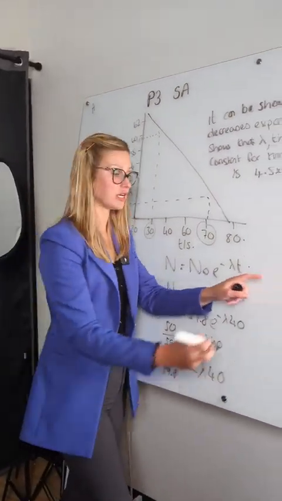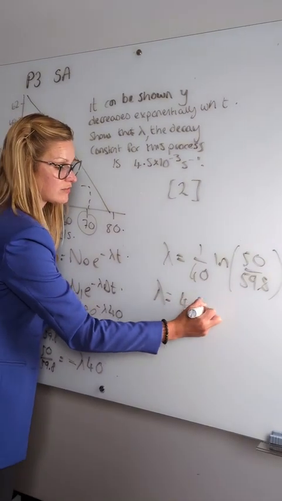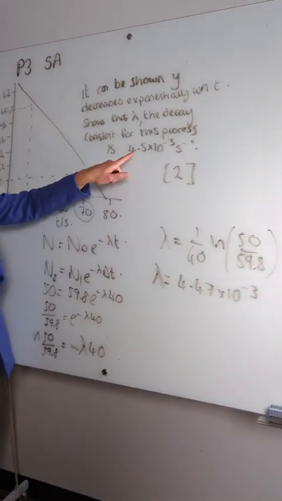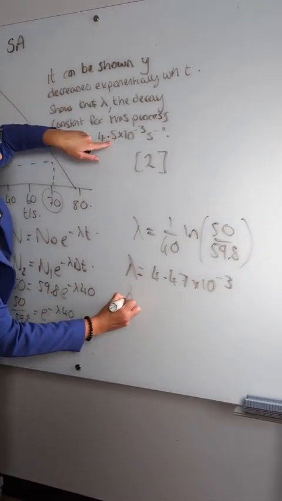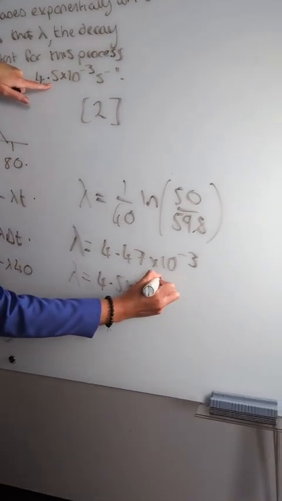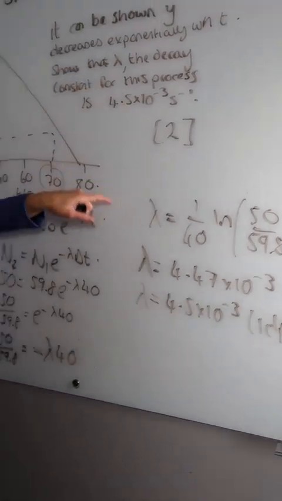So when I did that math earlier, I got my decay constant to come out at 4.47 times 10 to the negative 3. And it wants me to prove that it's 4.5. So I'm just going to write beneath that that is equal to 4.5 times 10 to the minus 3 if I write it to one decimal place. Okay, so that's grand.